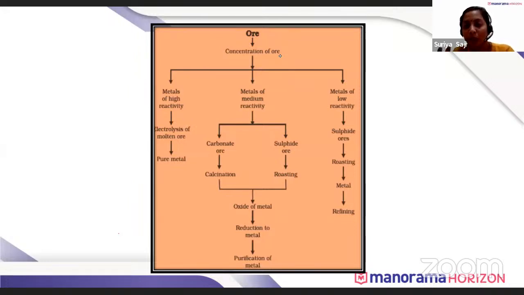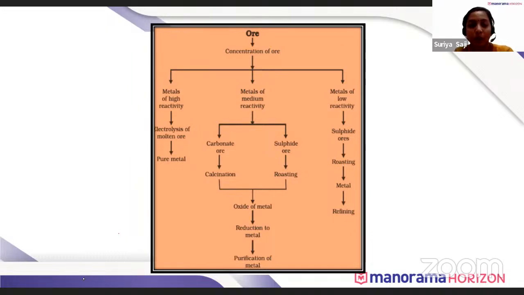Then low reactivity. Metals of low reactivity, sulfide ores are of that type. Then we will do the same roasting for sulfide ores. Then we will get the metal. Then we will refine it. So this is the overall process that happens in metal purification. Finally, from the ore, we will get purified metals.